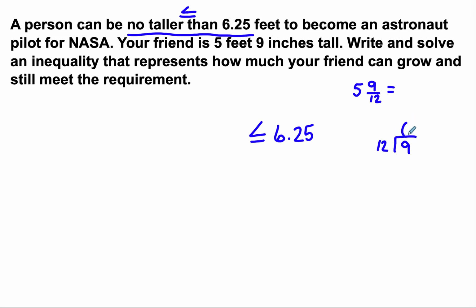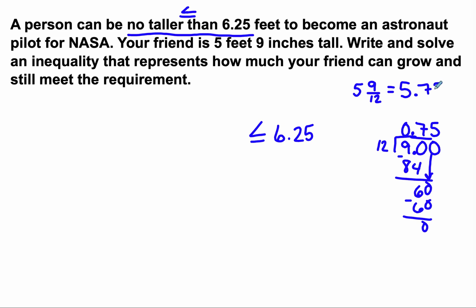12 does not go into 9 a whole number of times, so we're going to add a decimal and a 0, and a 0 and a decimal. And 12 goes into 90 7 times. 7 times 12 is 84. 90 minus 84 is 6. Add a 0, bring it down. 12 goes into 60 5 times exactly. So my decimal is 0.75. So 5 and 9/12 is the same thing as 5.75.